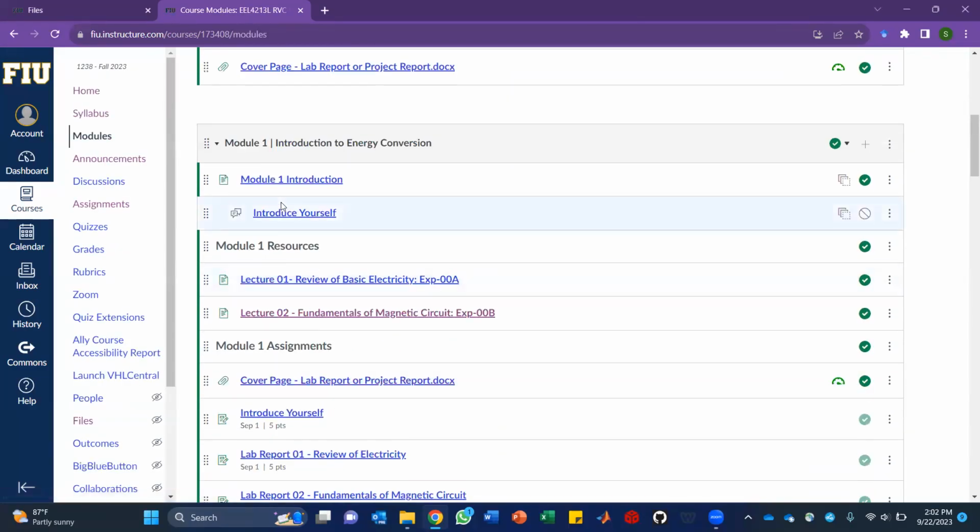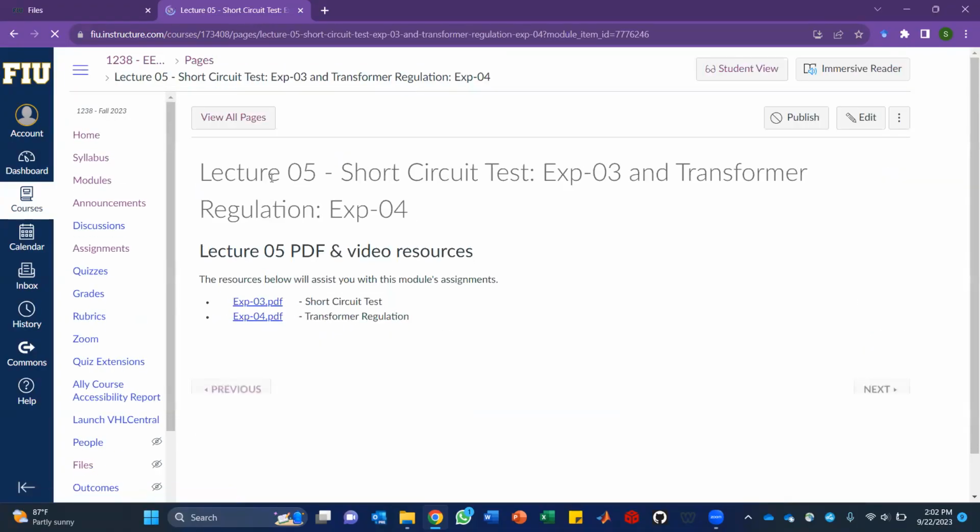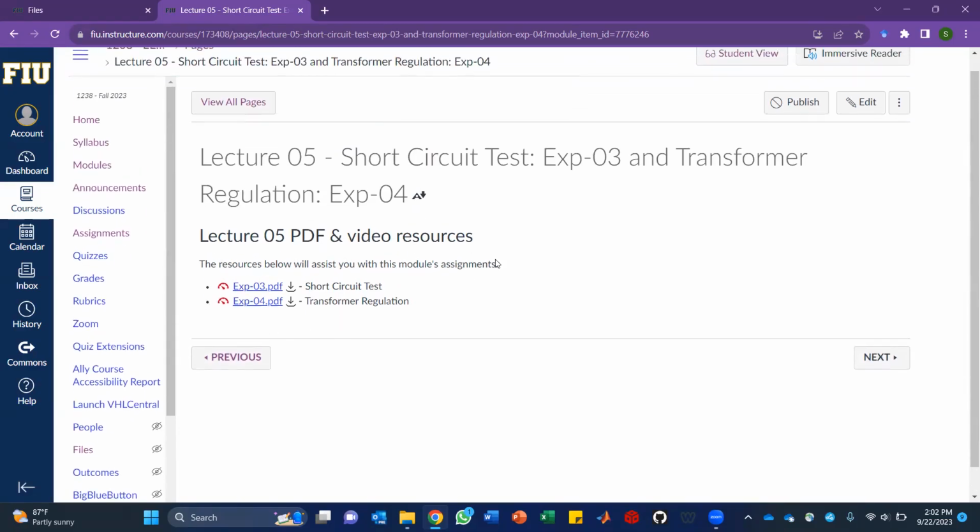So we're still in module 2. Today is lecture 5. If you click on lecture 5, you'll see I haven't actually uploaded the videos, so you'll see all the videos here. And in this lecture, we're gonna do two experiments. The first one is the short circuit test, which is experiment number 3, and then transformer regulation, which is experiment number 4. Let's start with the short circuit test first.